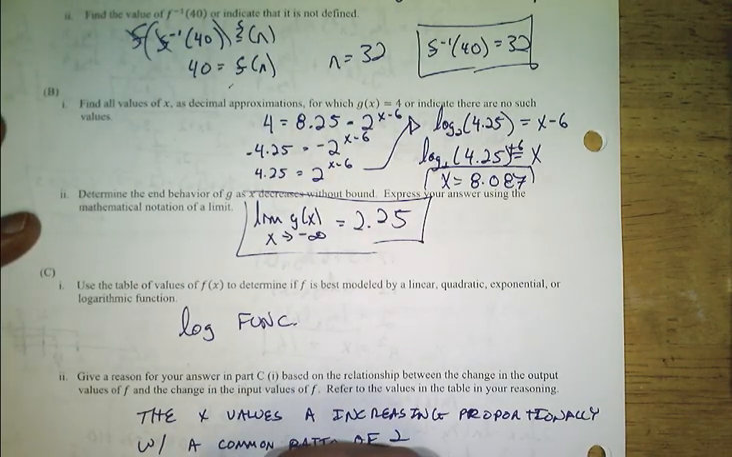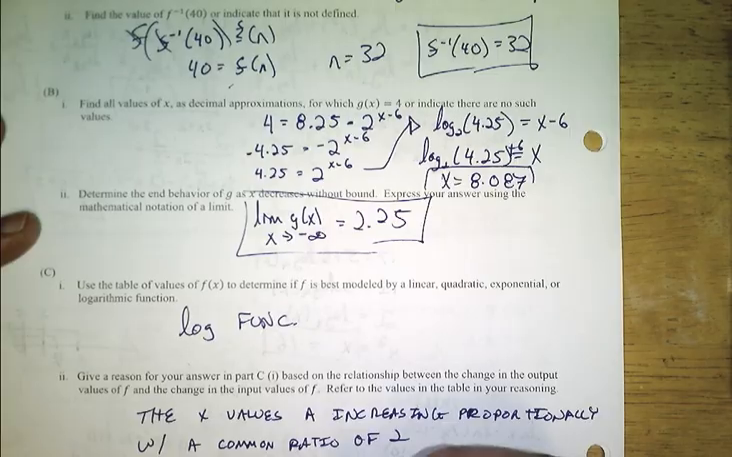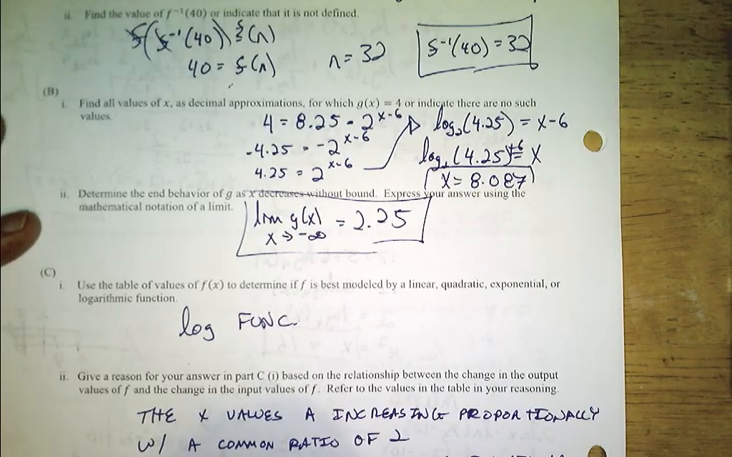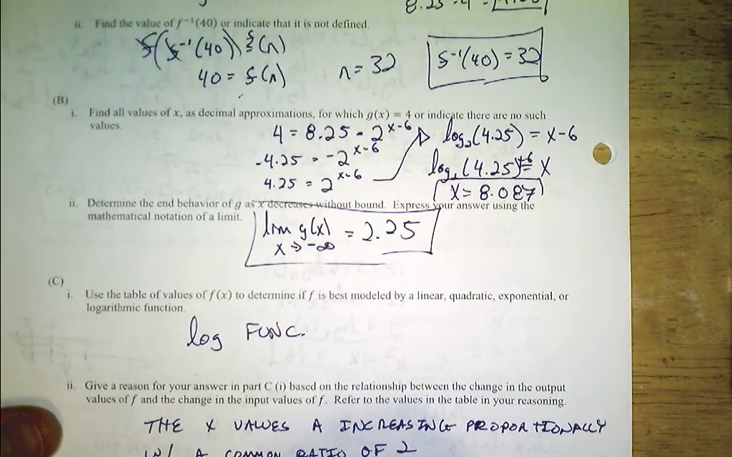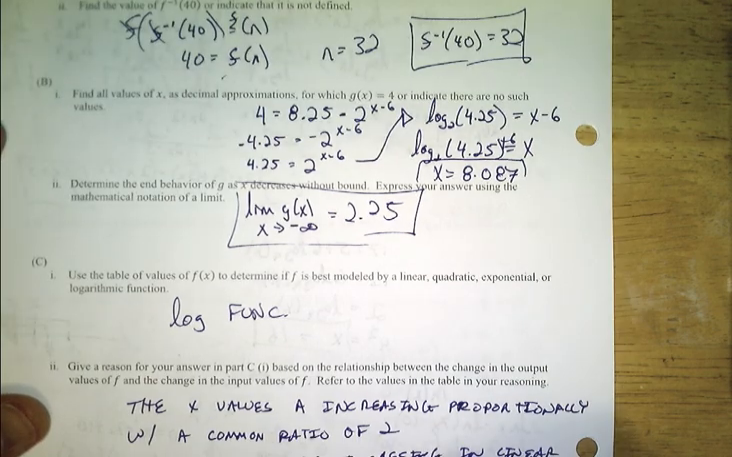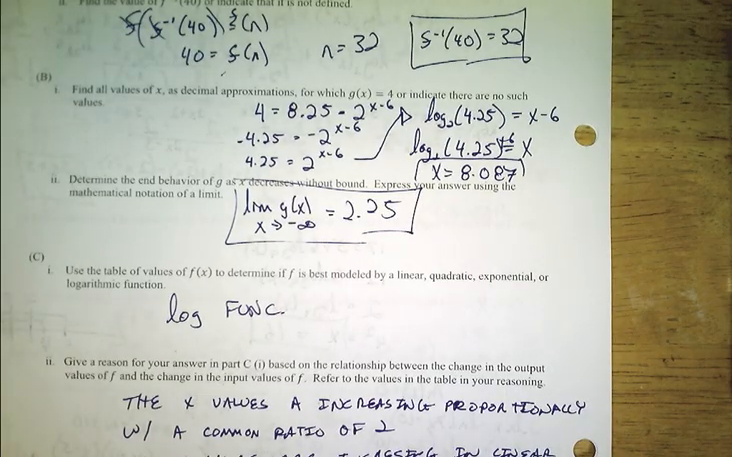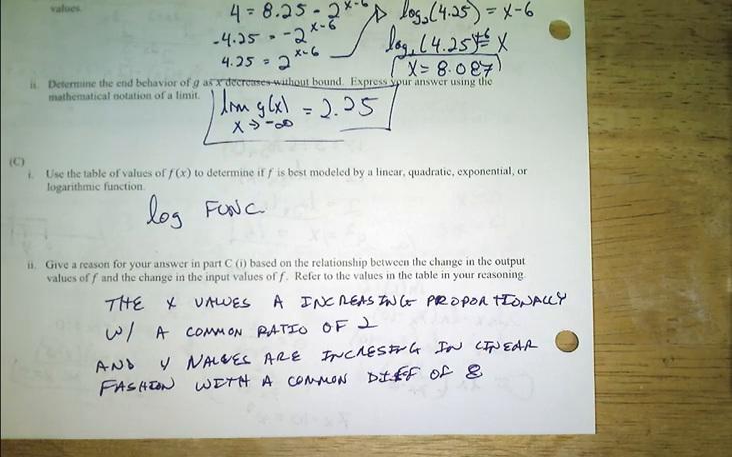and the y values are increasing in a linear fashion. Something along those lines, with a common difference of 8. So they're increasing by 8 every single time. Oh, I'm kind of off the page there. So they're increasing by a common difference of 8 every single time.